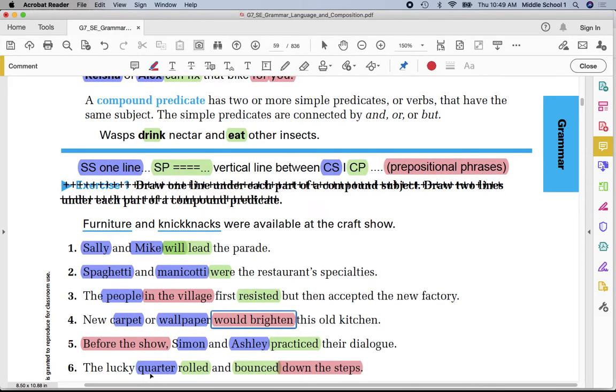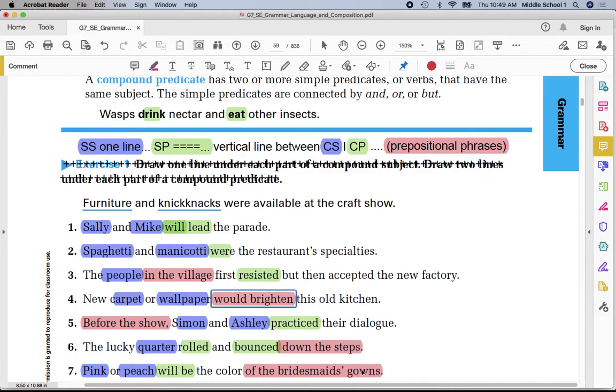6. The lucky quarter rolled and bounced down the steps. Quarter, two lines rolled, bounced, parentheses around down the steps. 7. Simple subject, pink, peach, two lines, will be, parentheses around of the bridesmaids' gowns.